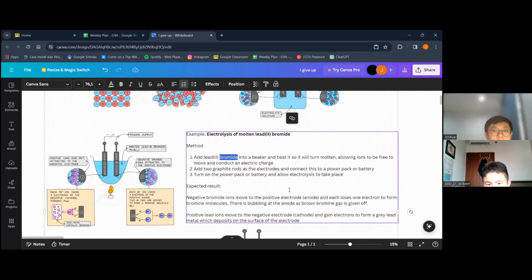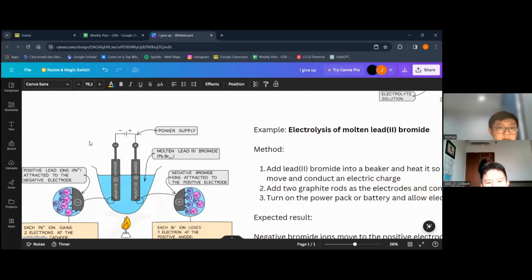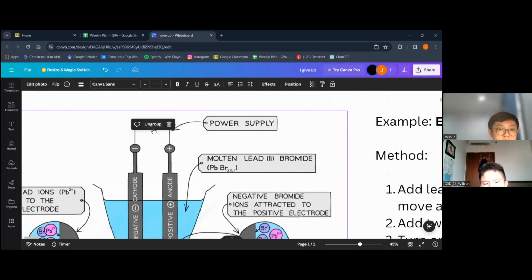So following that, we need to add 2 graphite rods as the electrodes. The electrodes are the cathode and anode I mentioned earlier. And we need to turn on the power pack or battery and allow electrolysis to take place. So basically, as you can see here, there is a battery. This is the battery, the small 2 lines.